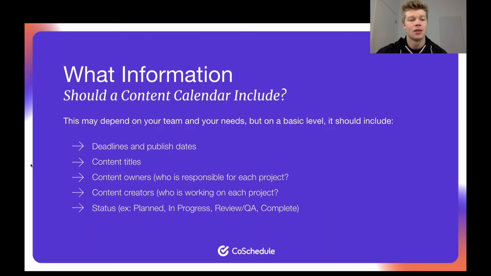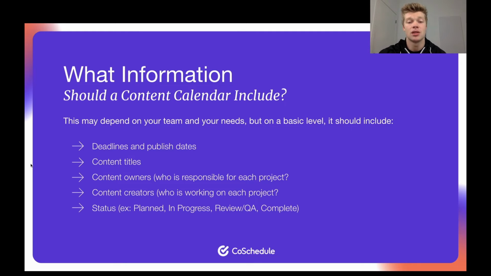Now, what information should a content calendar include? So, once you've decided to create a content calendar, whether with a spreadsheet or CoSchedule or something else, you'll need to think about what should go on your content calendar. This is also a question we get a lot. Deadlines and publish dates are obviously the bare minimum for what should go on the calendar. Headlines and article or project titles are another item that should be added on each deadline for each piece.